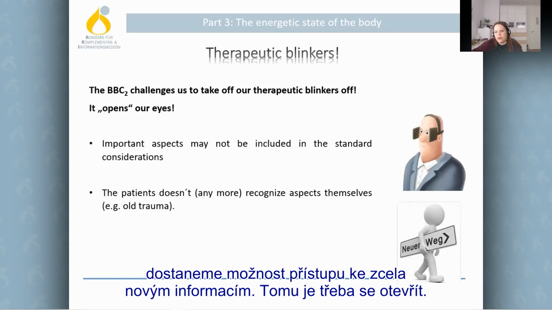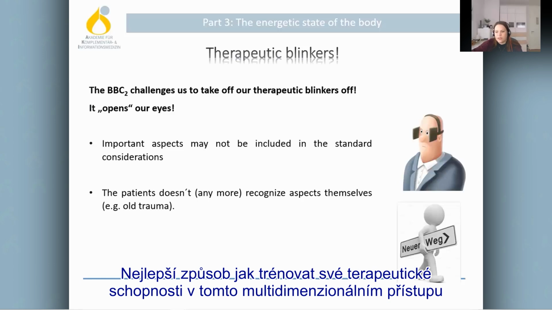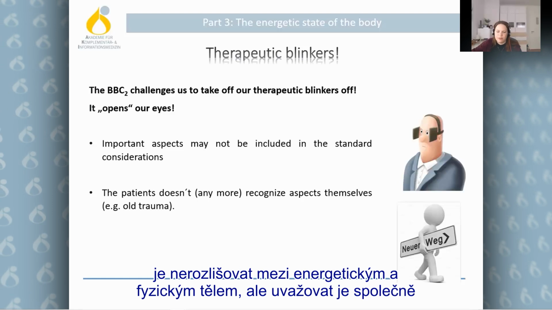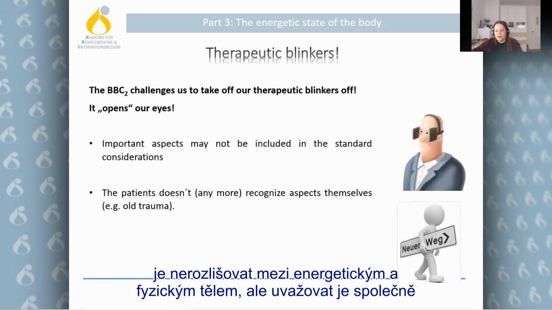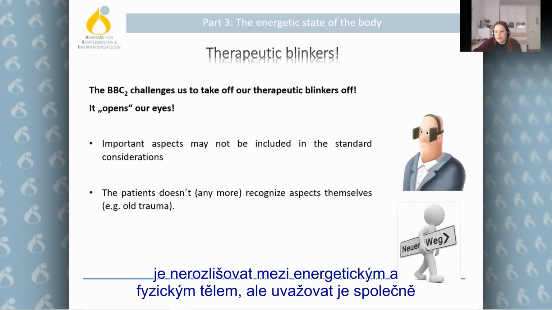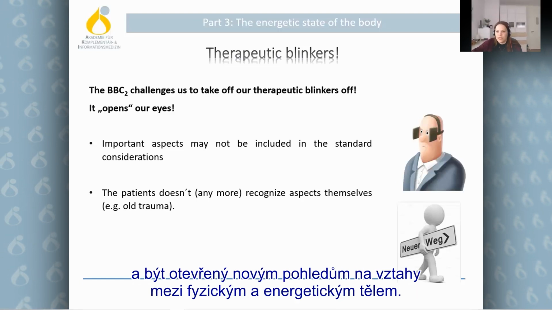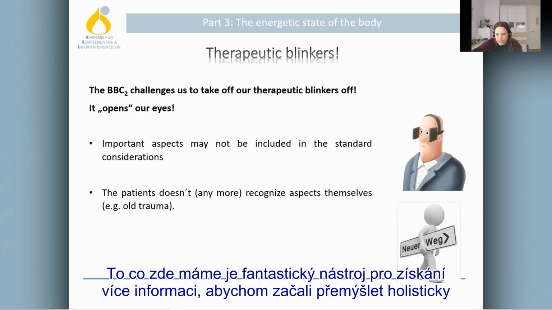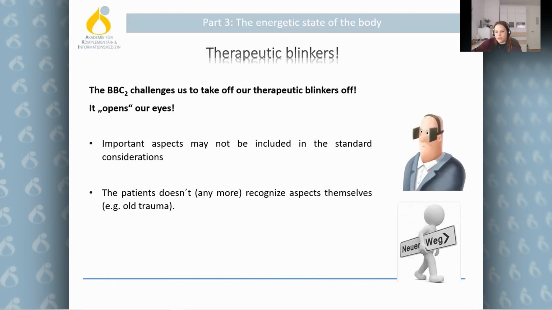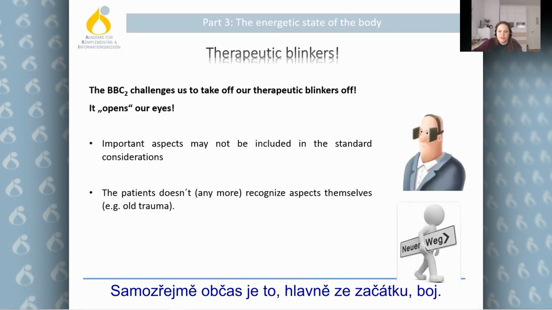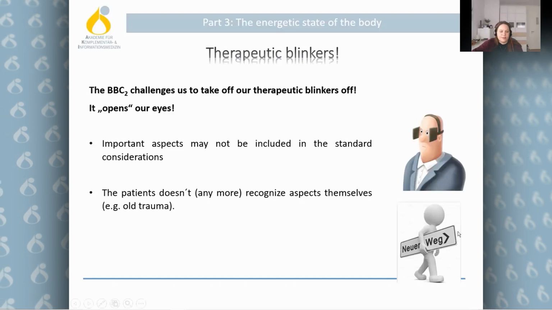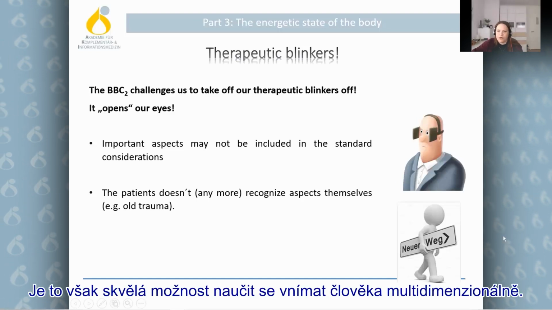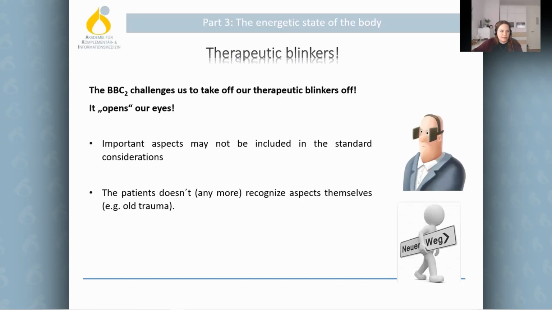This is what you have to be open for, and the best way to train your therapist to be more open in this multidimensional way of thinking: not seeing differences between the energetic and the physical body, but bringing them together and opening up to new ideas between the physical and the energetic body. What we have here is a fantastic tool to gain more information and to start thinking in this holistic way. Of course, sometimes it's a struggle at first, but it's a really good way to learn more about the multidimensional way of the body.